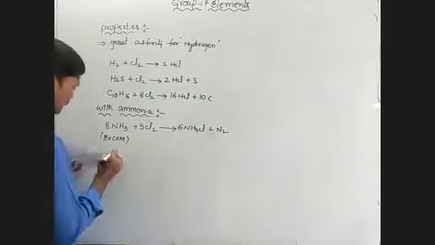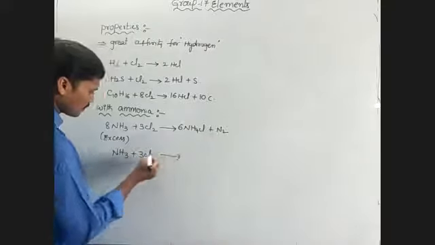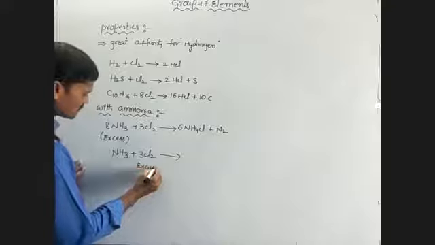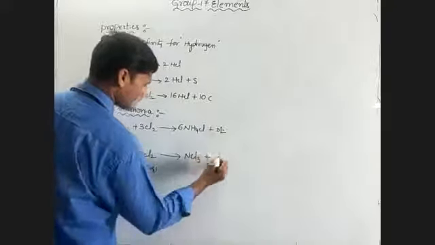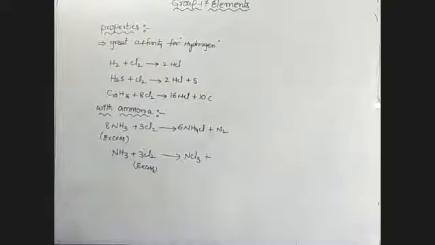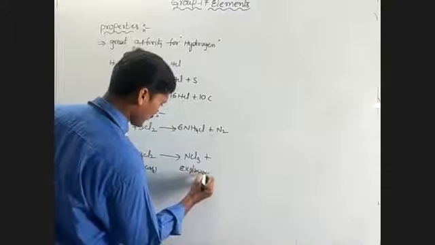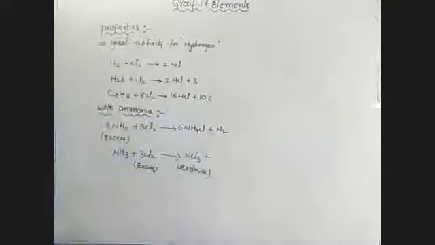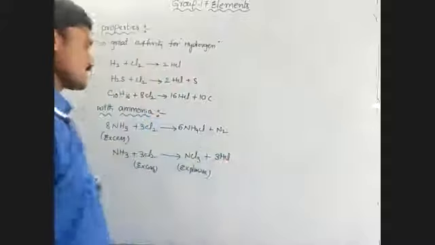And this ammonia combines with chlorine, where chlorine is in excess. So it forms NCl3, nitrogen trichloride, which is explosive. This has an explosive nature. Okay, NCl3 here and 3HCl. This is the reaction with ammonia.